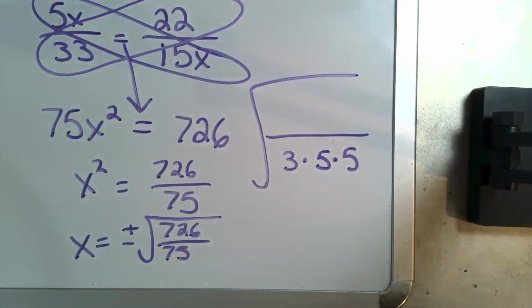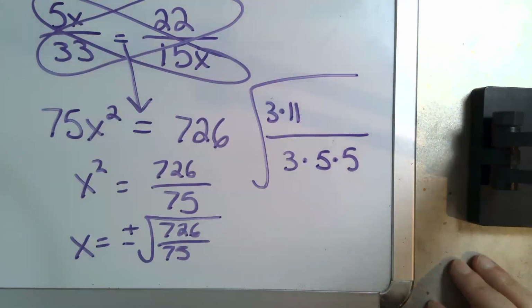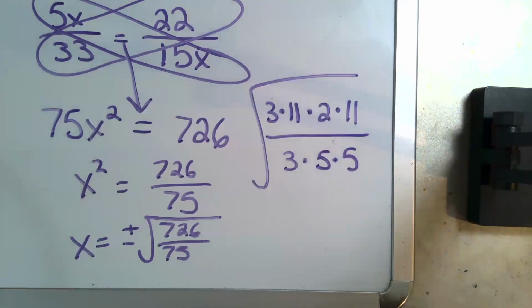75 is 3 times 5 times 5, and 726. Let's start to pack that apart. And some of it I can do from knowing that it was made up of a 33 times a 22. So a 33 is a 3 times an 11, and a 22 is a 2 times an 11. Okay, first thing I see is top and bottom, there's a 3 in both. I can get rid of that under the square root sign.